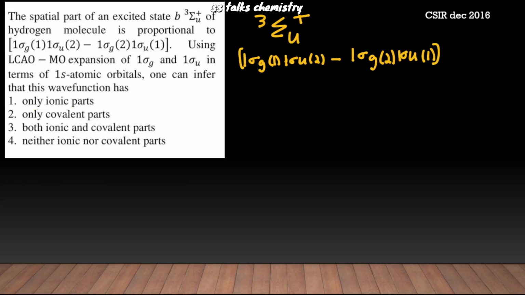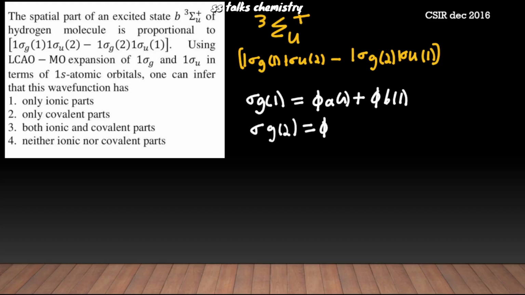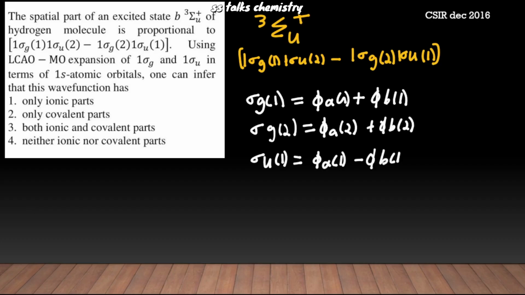So now I know that sigma g1, for the first electron, will be phi a1 plus phi b1, because the hydrogen molecule is given, so a 2 atom and 2 electron system. Sigma g2 is going to be phi a2 plus phi b2, right? Similarly sigma u1 is going to be phi a1 minus phi b1, and sigma u2 is equal to phi a2 minus phi b2. So now in the given wave function, you just have to apply these expansions.